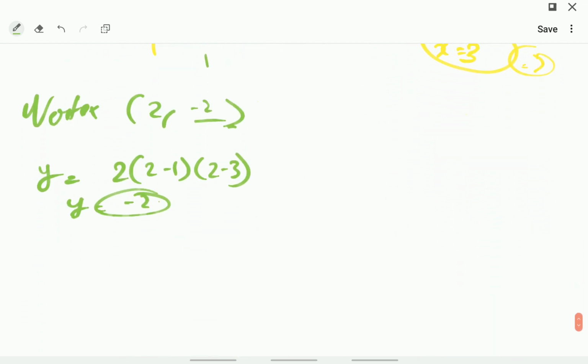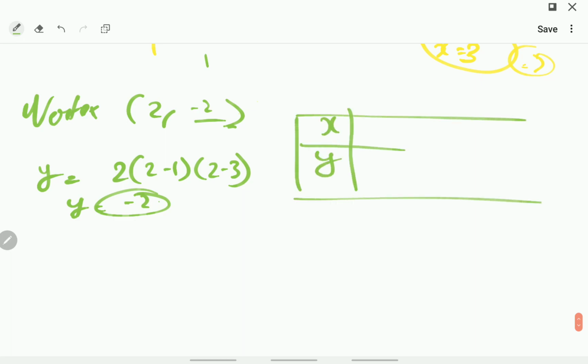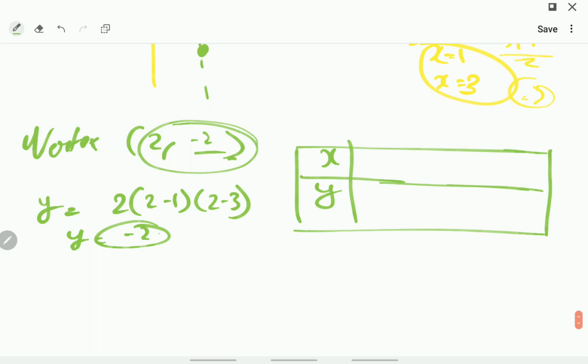Just because I told you guys we can do a table of values, let's go ahead and do it. x, y. I usually wouldn't do it. I usually would just graph because that's enough information. But let's do the table of values. So we're given the vertex 2, minus 2. Let's put that dead center, 2, minus 2. And let's get ones on either side. Okay. So let's go 1, 0, 3, 4. These ought to be symmetric.